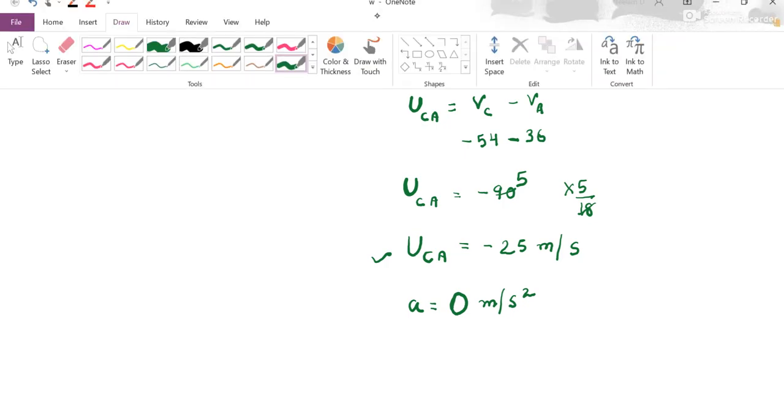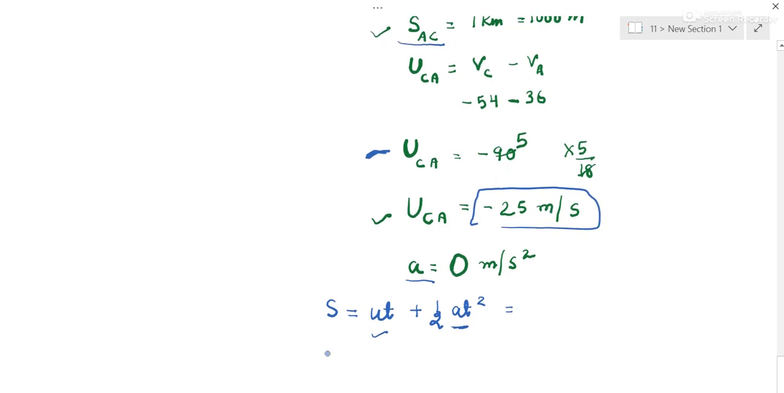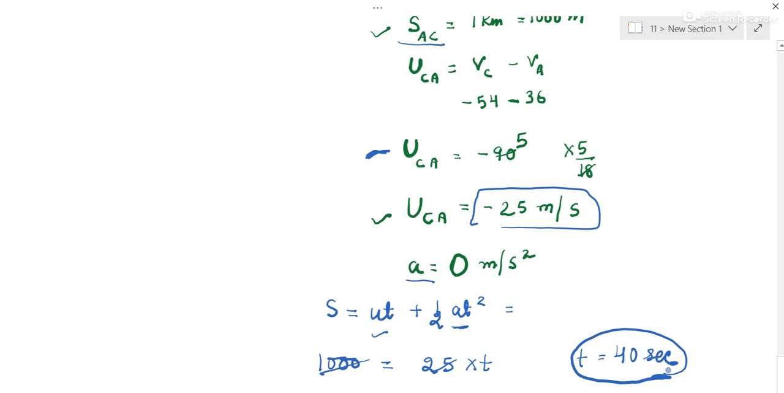So now we have U, how much advantage C has, distance S, and a, so we can find out T using the second equation. S is equal to ut plus half at square. So a into t square will be 0. U into t would be minus 25 into t, and this 1000 is equal to 25 into t. Time cannot be negative, so there is no point. So time is coming as 40 seconds. And this is the time that we have calculated using C.